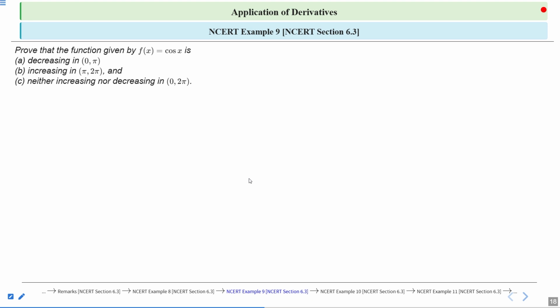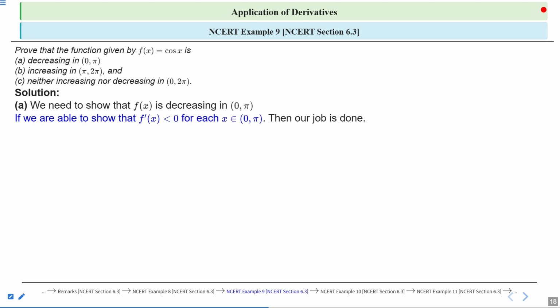So you have to prove that the function given by f(x) = cos x is decreasing in 0 to pi, increasing in pi to 2 pi, and neither increasing nor decreasing in 0 to 2 pi. So let's see the solution part. Part A, we need to show that f(x) is decreasing in 0 to pi. If we are able to show that f'(x) is less than 0 for each x belongs to 0 to pi, then our job is done.